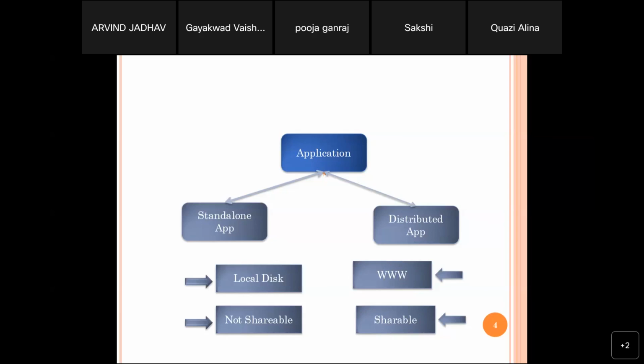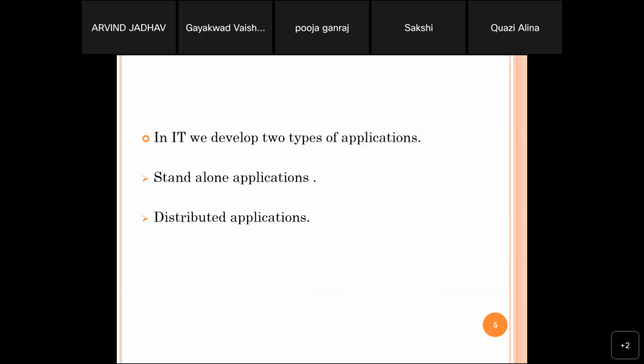Examples: Facebook, Gmail, and so on. I already told you that in IT we develop two types of applications: standalone application and distributed application. Earlier we discussed that there are three different categories of software: system software, application software, and third, internet software. Now we need to categorize these software into standalone application and distributed application.